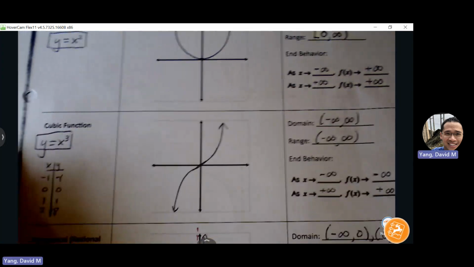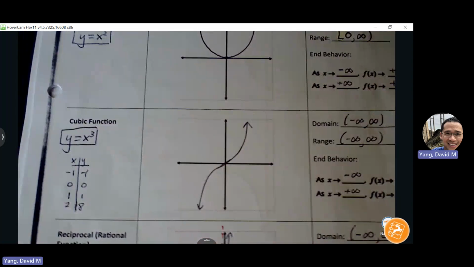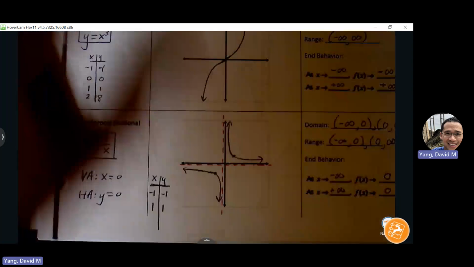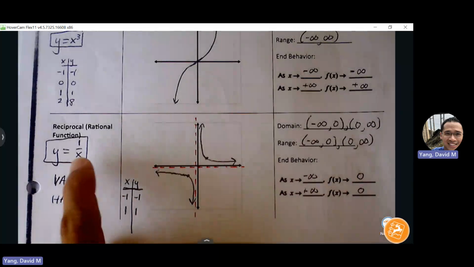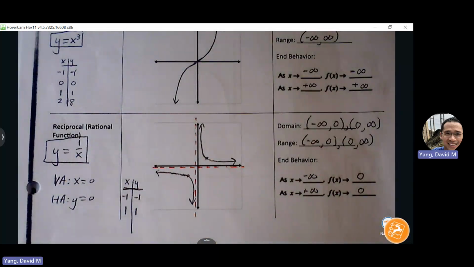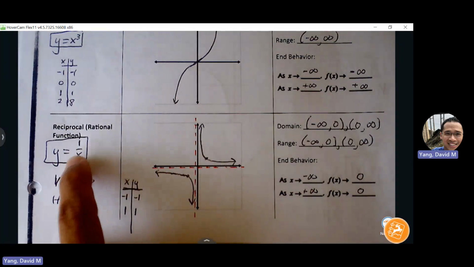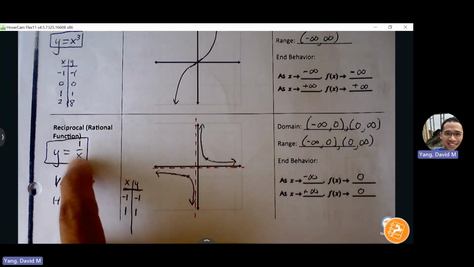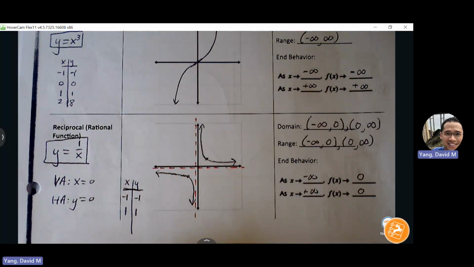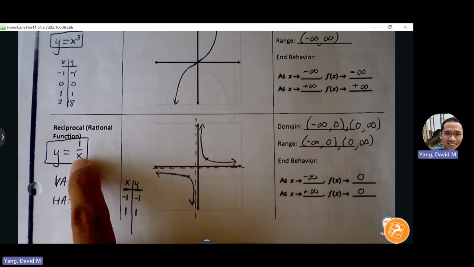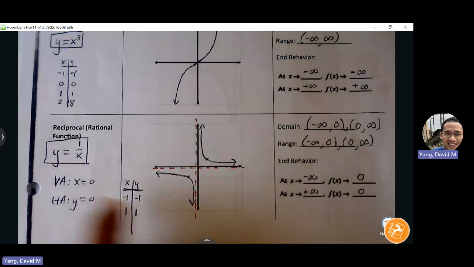Okay. Reciprocal functions, these are rational functions, very similar to what we worked on yesterday. This is the parent graph 1 over x. Now, 1 over x has a vertical asymptote of 0, right? We talked about how any x in the denominator that doesn't go away is a candidate for your vertical asymptote. So if I set that equal to 0, x equals 0, there's my vertical asymptote.